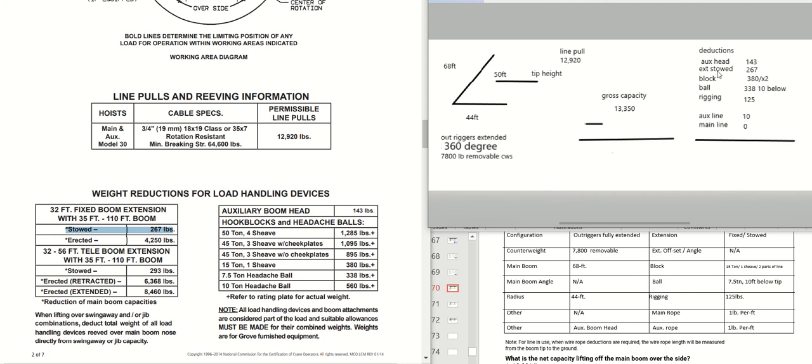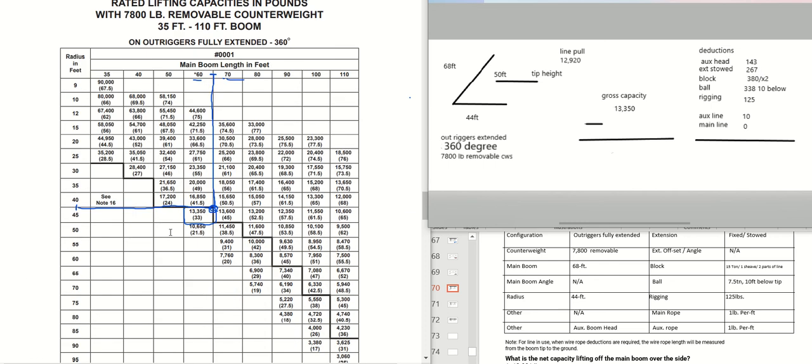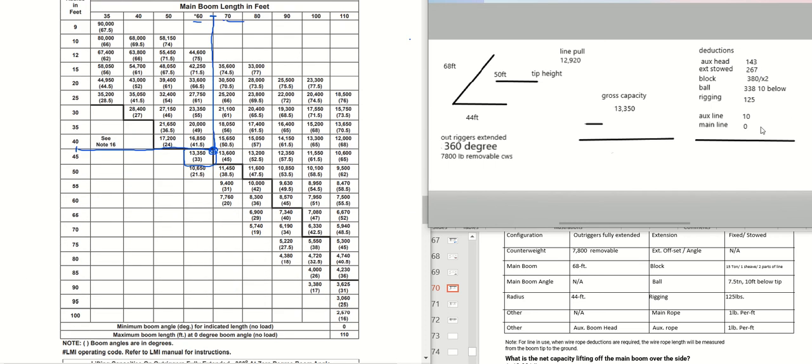Because if I hadn't written that down, I'd have to go back through, find what deduction I missed, and match it with the weights. I'd not only have to find what one I'm missing, but I'd have to find what one equals the weight that I already have on there. So this being labeled here already, okay, I have my aux head. Oh, I have my block. I have my ball. I have my rigging. I have my aux line. Oh, the one I'm missing is my stowed extension. So 267, that really cuts down on the time. I already found it. Boom, found it right away. So we'll go ahead and put that in here.